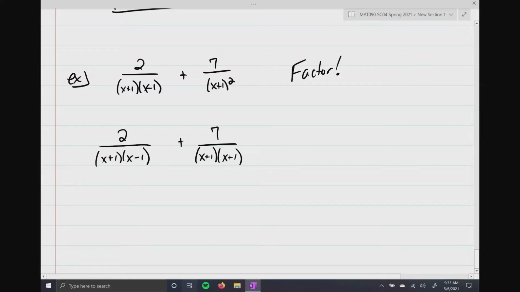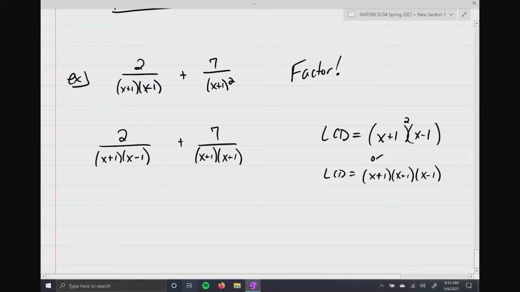So now I can go ahead and try to find my LCD real fast. And my LCD is going to be the product of unique factors. So x plus 1 and x minus 1, because they're different. And also I need to worry about, is there an exponent on either one of these factors? And in this case, the x plus 1 will be raised to the second power. Or you could just write this as x plus 1 times x plus 1 times x minus 1. Personally, no matter what, I always rewrite it like this. That's just me, though.